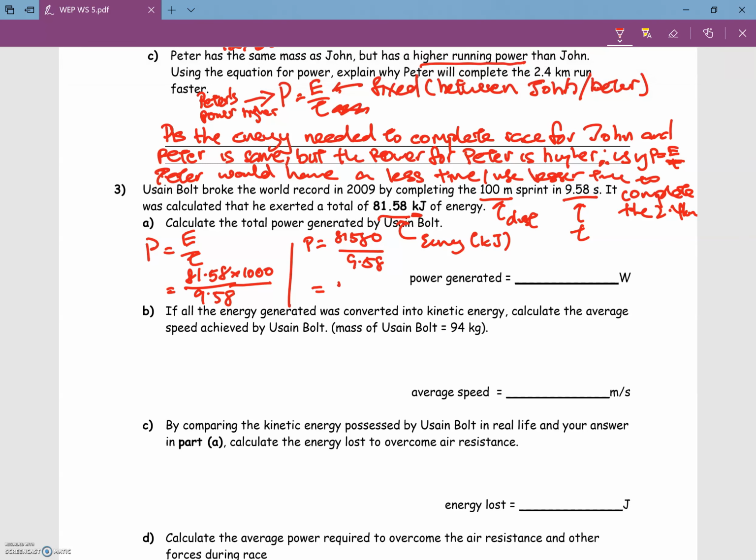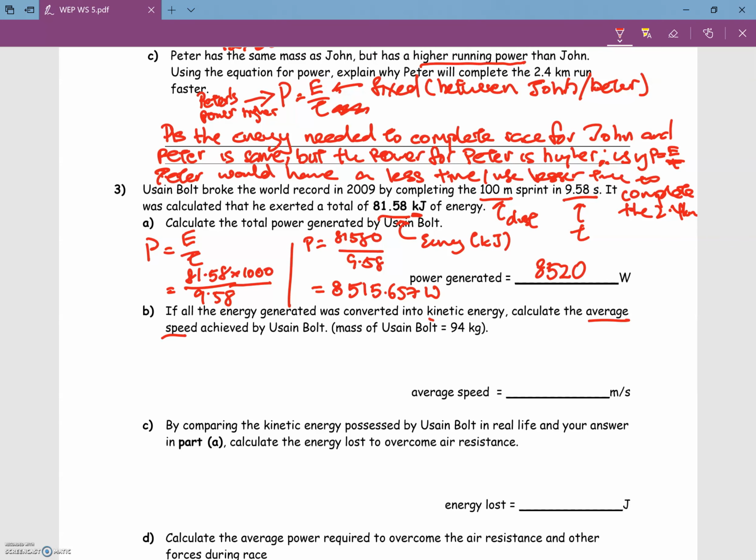What you're going to get is 8515.657 watts. So for the final answer, 2 or 3SF, let's leave it to 3SF. What I'm going to have is 8520 watts. Now they say if all the energy generated was converted into kinetic energy, calculate the average speed achieved by Usain Bolt. So I want to find the average speed.